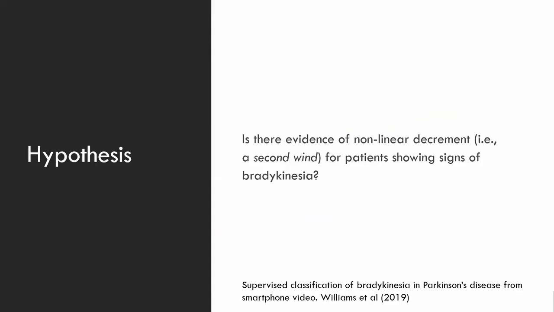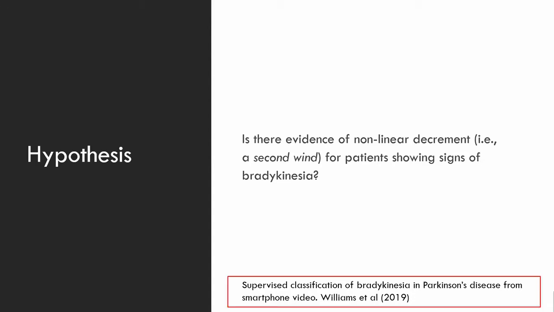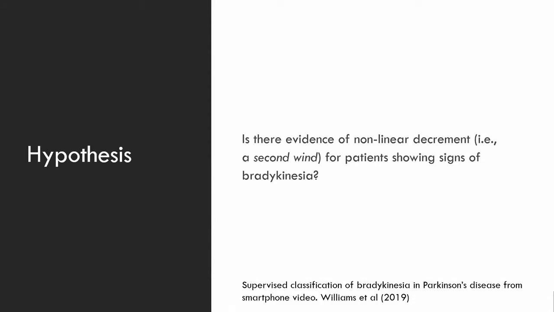Clinicians are taught to look for bradykinesia by seeing if the rhythm of tapping changes, if the amplitude of the finger tapping changes, and if there are hesitations in movement. And in previous work, we showed that we can automatically classify a video recording of finger tapping tests into a UPDRS bradykinesia score.